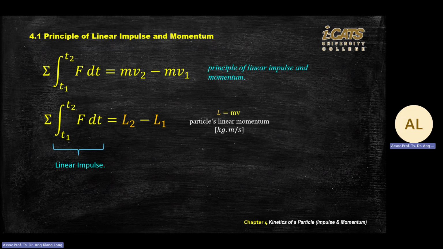So this will be the presentation. If the question forces you to use the principle of linear impulse and momentum, the first step is you write this equation. Then you look at what parameter is missing, you substitute, and you find the unknown. There's no acceleration here, only velocity.